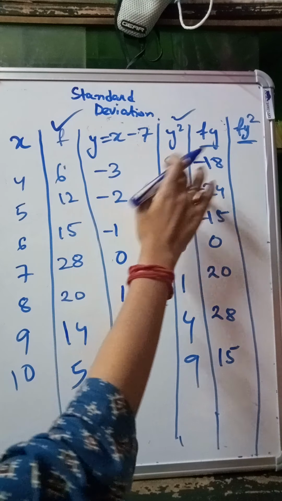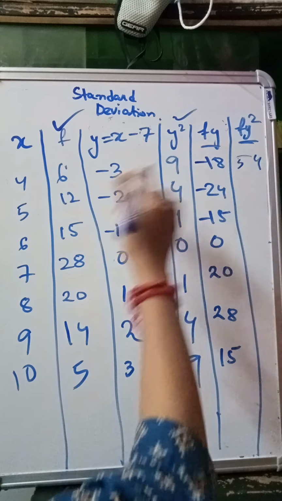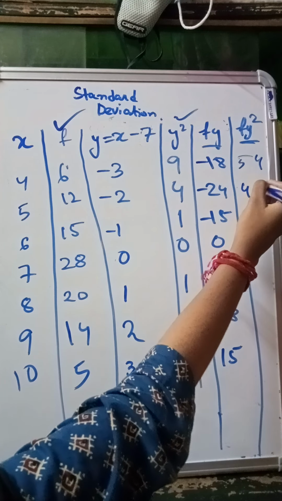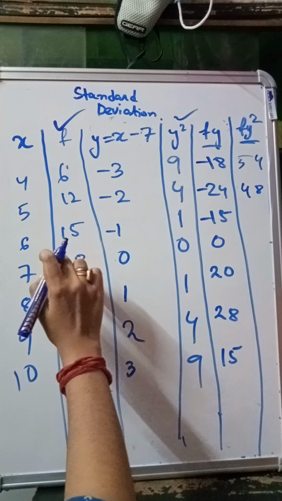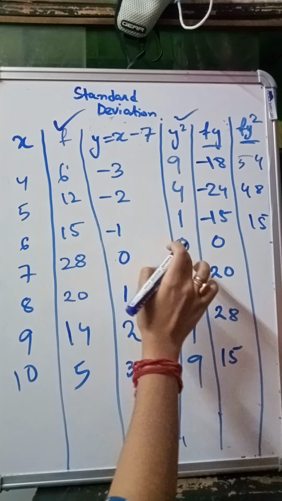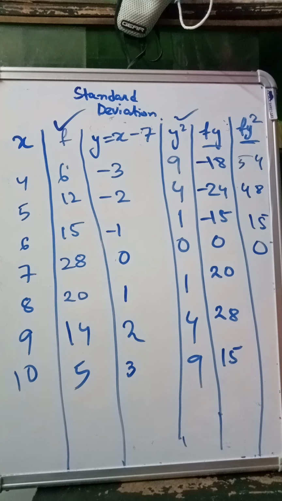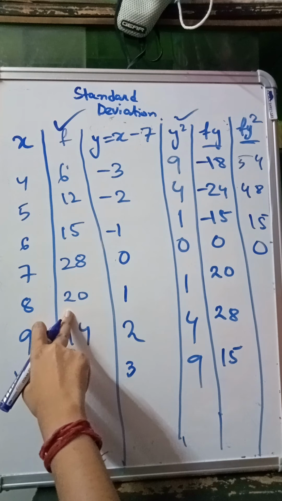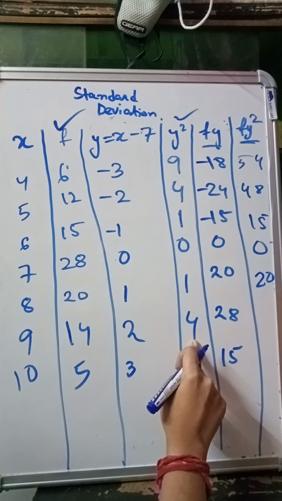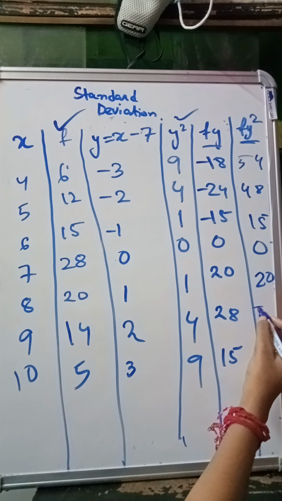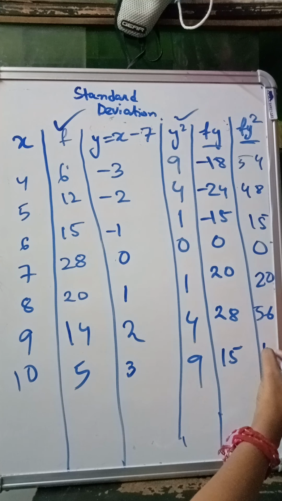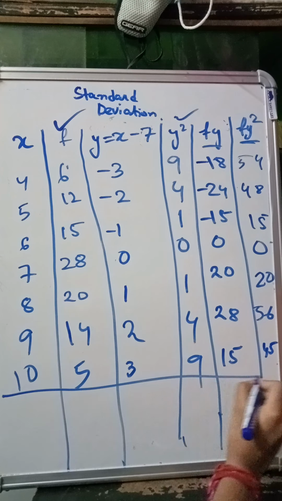6 into 9, this is 54, then 12 into 4, that is 48, then 15 into 1, that is 15, 28 into 0, that is 0, 20 into 1, that is 20, 14 into 4, that is 56, then 5 into 9, which is 45. Now we have to add this up.